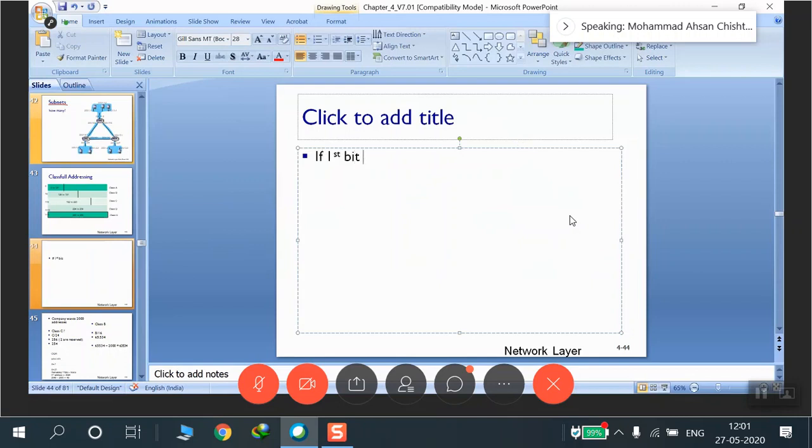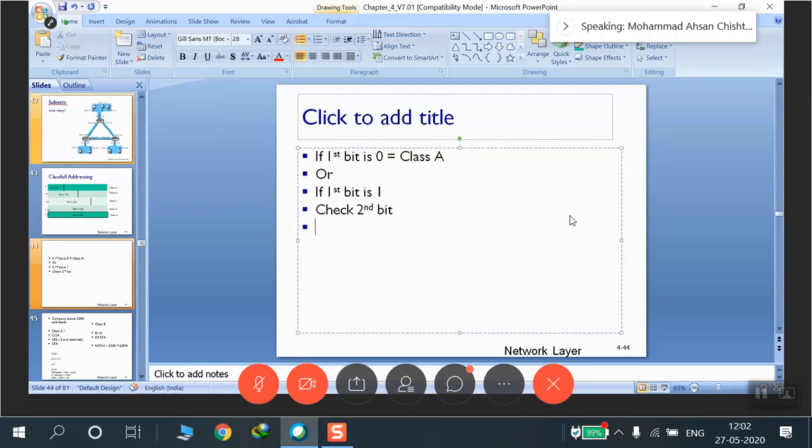If the first bit is 0, this means it is class A. If not, move on. Check if the first bit is 1. If the first bit is 1, then what? Check the second bit.